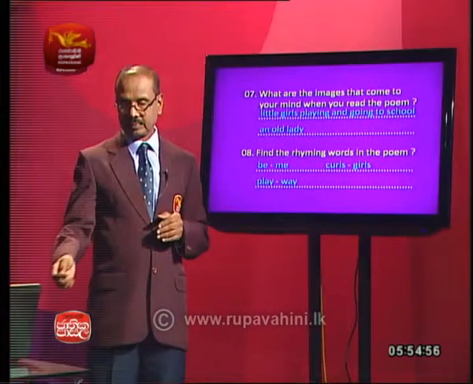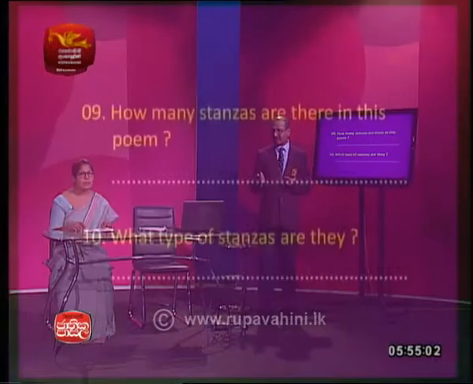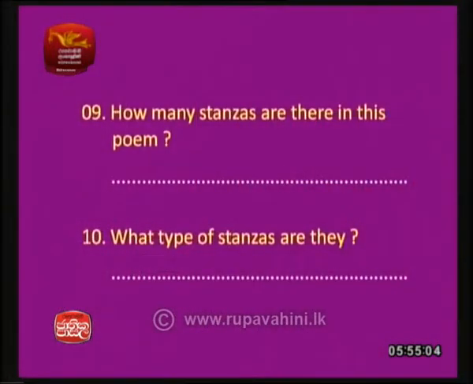Yeah, so next question is, how many stanzas are there in this poem? It's also a very easy one. Just count the number of stanzas. Four stanzas. There are four stanzas. Then next one, what type of stanzas are they? So, we talked about two types, couplet and quatrains. So, easily you can identify what it is. Yes, so it's a quatrain.